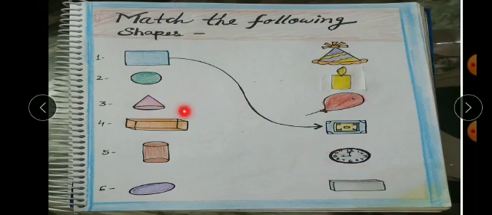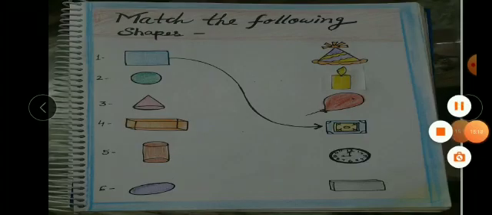And third one is cone. Very good. This is a cone. Now tell me which thing looks like this? Very good. Birthday cap. So match it with birthday cap. Next one is cuboid, and then cylinder, and then oval. So do it by yourself.